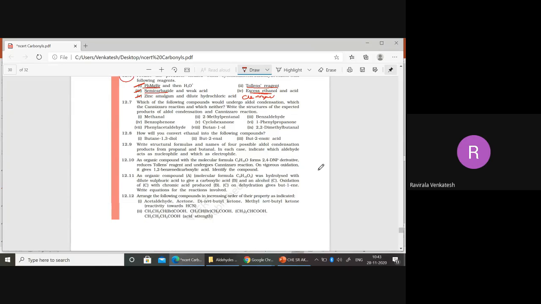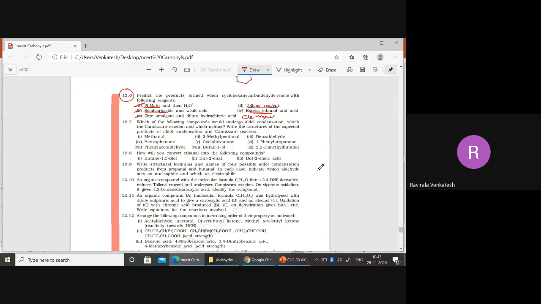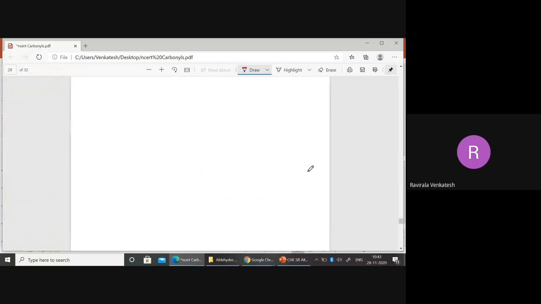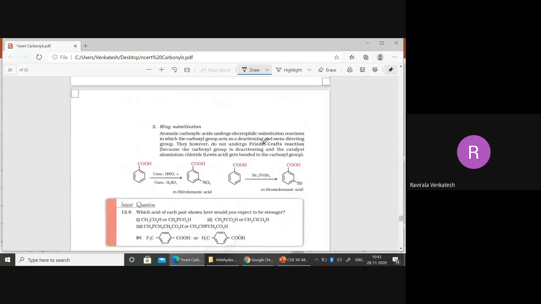This part we'll see in the next class, 12.7. So this is the only homework you have to complete. By Monday, I told you, named reactions, aldol reaction also included. Today by evening 5 o'clock, whatever exercises you have completed, send to the Google Classroom today itself.